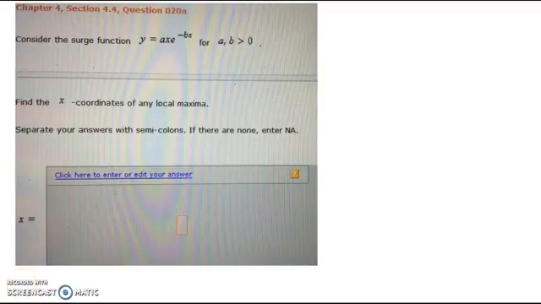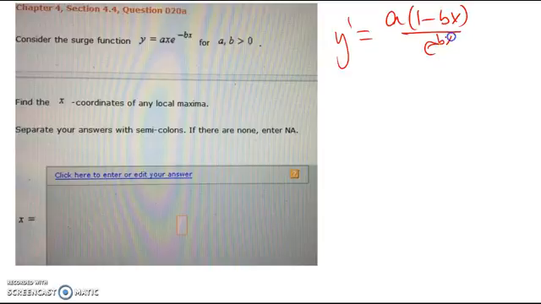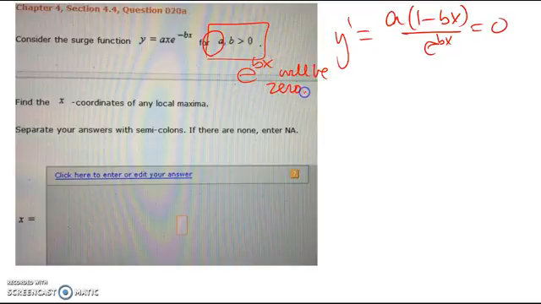Okay, at the end of the last video, we had gotten ourselves to our first derivative that looked like this. All right, to find any local maxima or minima, we have to set this equal to 0. Well, note, a cannot be 0, and e to the bx will never be 0. That's a characteristic of exponential growth functions.